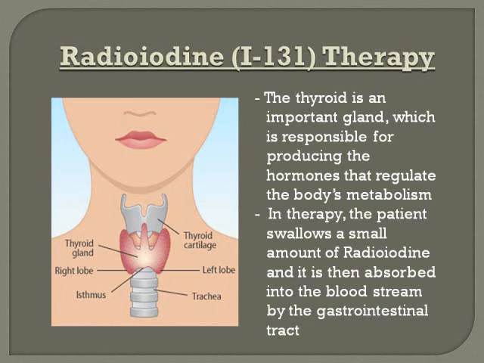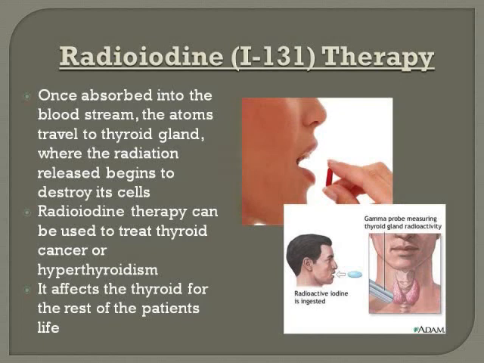But in radioiodine therapy, where radioiodine or iodine-131 is used, the patient swallows a small amount of the radioactive iodine and it is then absorbed into the bloodstream by the gastrointestinal tract. After being absorbed into the bloodstream, the radioiodine atoms travel to the thyroid gland where they emit radiation and destroy its cells.